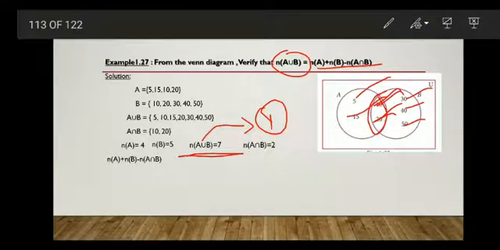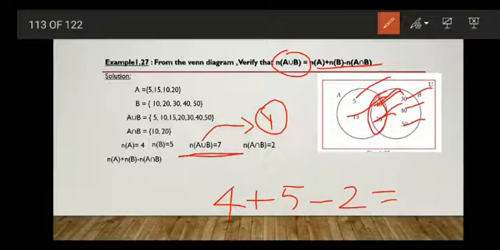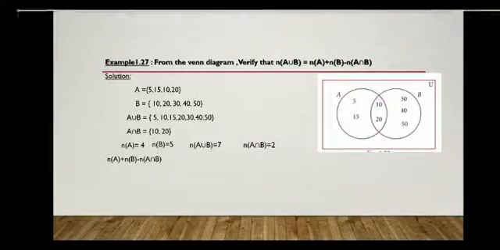Substitute the values of n of A, n of B and n of A intersection B. n of A is 4, n of B is 5, n of A intersection B is 2. So 4 plus 5 minus 2. 4 plus 5 is 9, 9 minus 2 is 7. So the RHS is equal to 7.